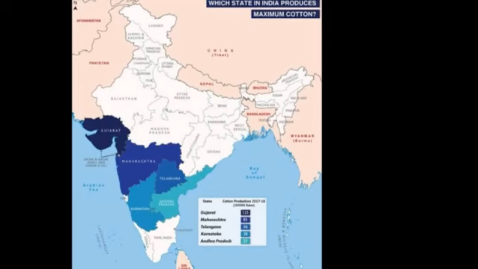Next, we are going to read about cotton. Cotton is a fiber crop from which cotton fibers are obtained to make cotton cloth. Cotton grows best in hot and dry climate. The main cotton producing states are Gujarat, Madhya Pradesh, Maharashtra and Andhra Pradesh.